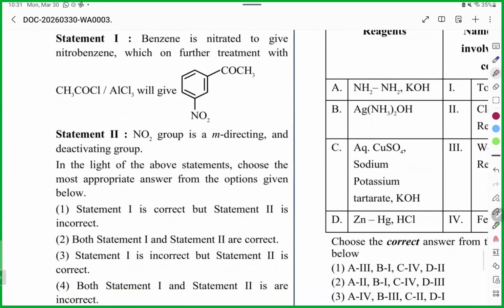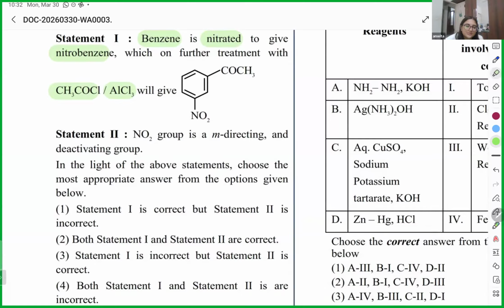Always read the question 2 times, guys. Read the question 2 times. Benzene is nitrated to give nitrobenzene, which is further treated with CH3COCl and AlCl3 to give this. Is this correct? Yes, sir. This is incorrect.